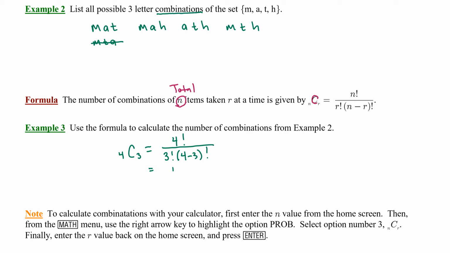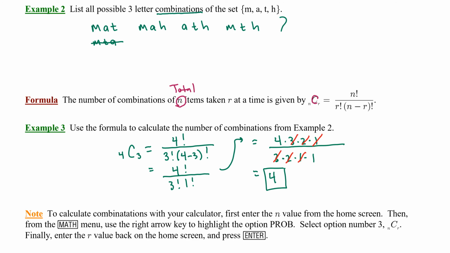So let's go ahead and follow the order of operations. That is, I'm going to evaluate what's inside parentheses first. 4 minus 3 is 1, and then we can evaluate that factorial. So we end up with, in the numerator, 4 times 3 times 2 times 1. In the denominator, 3 times 2 times 1, and then 1 factorial, of course, is just 1. Now, when we cancel like factors, everything but the 4 cancels. And the result is 4 divided by 1, or just 4. And remember, up here, that's exactly what we listed, 4 total combinations.